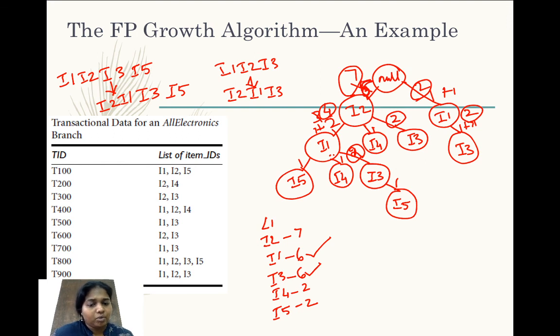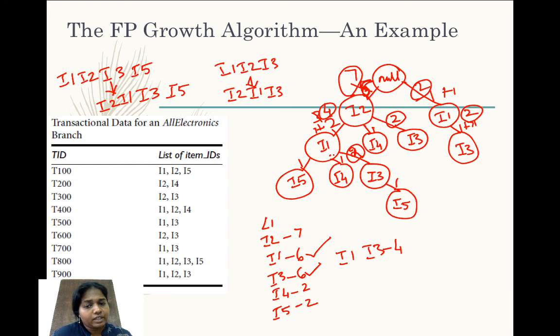Now imagine I want to calculate the support value of the I1, I3 combination. Where do I have that combination? Here I have got I1, I3. Its support value is 2. Here I have got one more I1, I3. Its support value is 2. So totally I1, I3 support value will be 4.